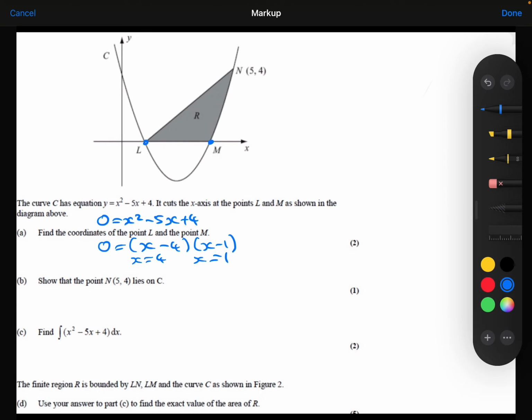So I think the x coordinate at point L is 1 and the x coordinate at point M must be 4. L is (1, 0). M is (4, 0).